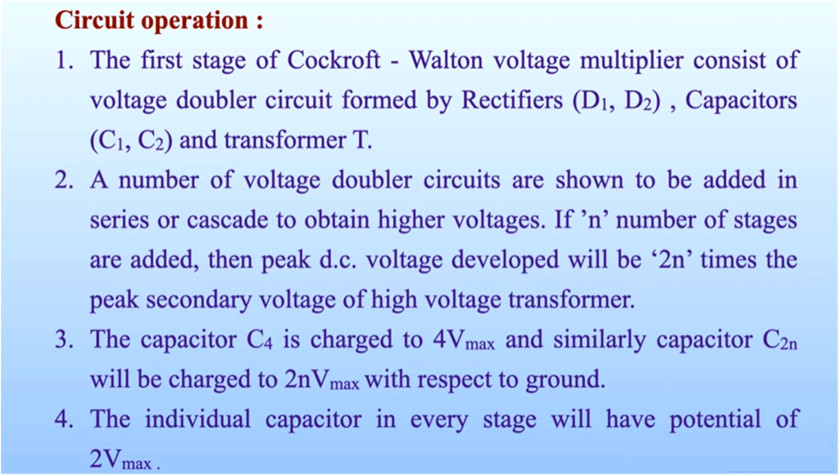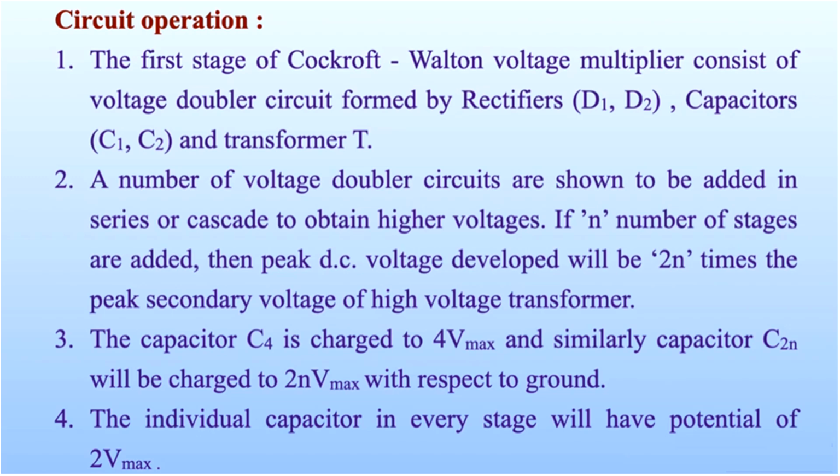Already we have discussed the circuit operation of this Cockcroft-Walton method, and again we are going to discuss it. The first stage of the Cockcroft-Walton voltage multiplier consists of a voltage doubler circuit formed by rectifiers, that is diodes D1, D2, capacitors C1, C2, and transformer T. So this is the simple voltage multiplier circuit that we have already discussed.